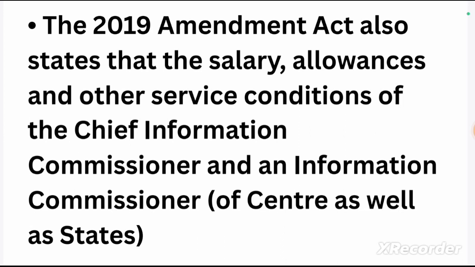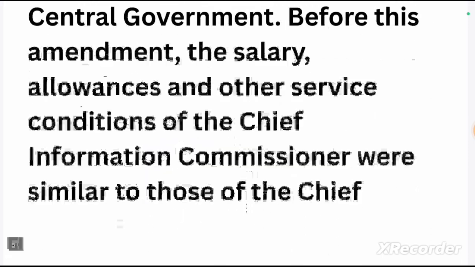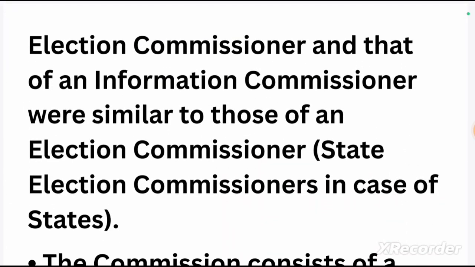The 2019 Amendment Act also stated that the salary, allowances and other service conditions of the Chief Information Commissioner and Information Commissioners of the central as well as the state commissions shall be as prescribed by the central government. Before this amendment, the salary, allowances and other service conditions of the Chief Information Commissioner were similar to those of the Chief Election Commissioner, and those of the Information Commissioner were similar to those of an Election Commissioner, or State Election Commissioner in the case of the state.